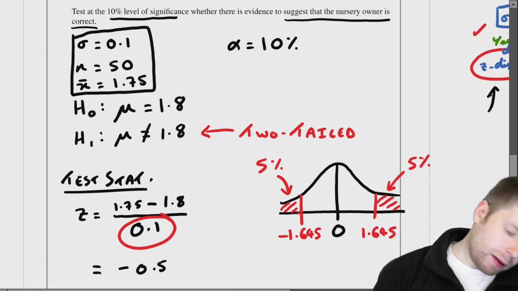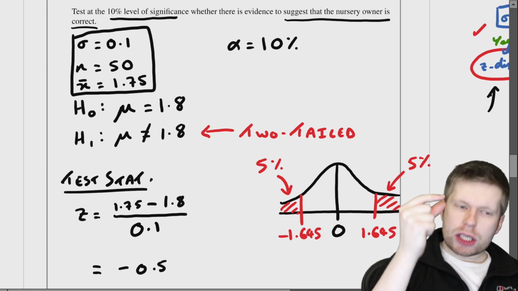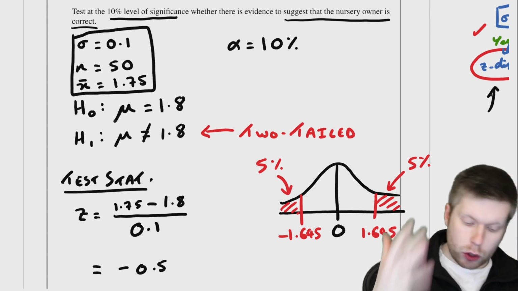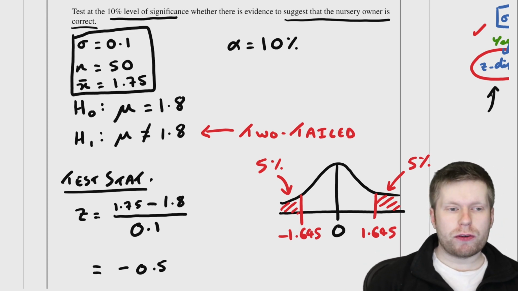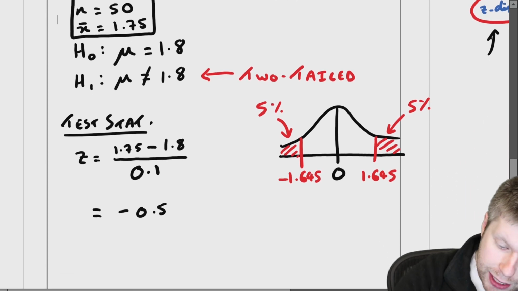Okay, but like I say, if in an exam question this came up, it's a point which is important, but it's not a point which I'm going to knock marks off. So if you decide to divide by the square root of 50, I wouldn't have marked you wrong. Okay, so I get negative 0.5.